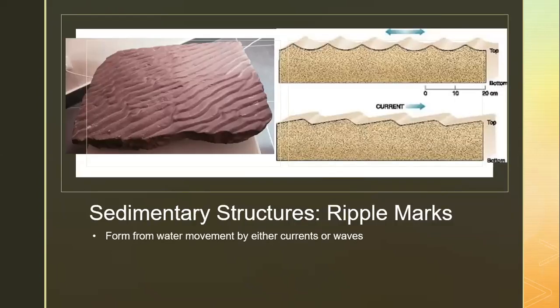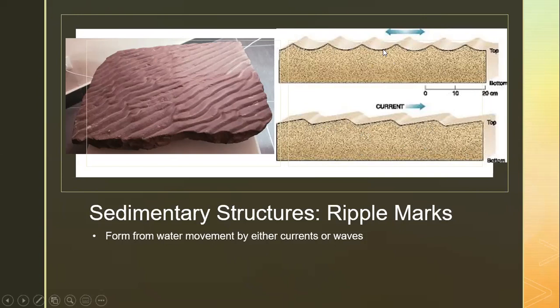All right, and now the next sedimentary structure is this structure called ripple marks. And this is pretty much something that is formed from water movement. So to the left here is an actual picture of ripple marks. And to the right here, it's trying to show a diagram. You can ignore the numbers, but it's to show you how they form.